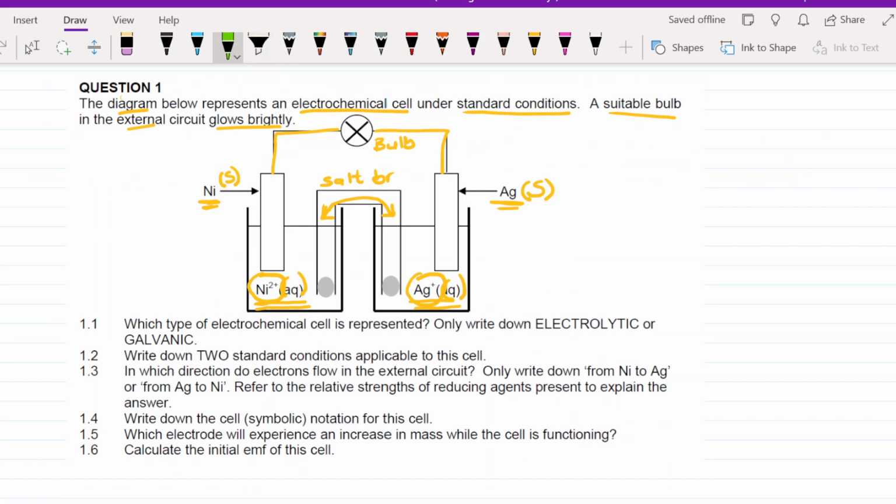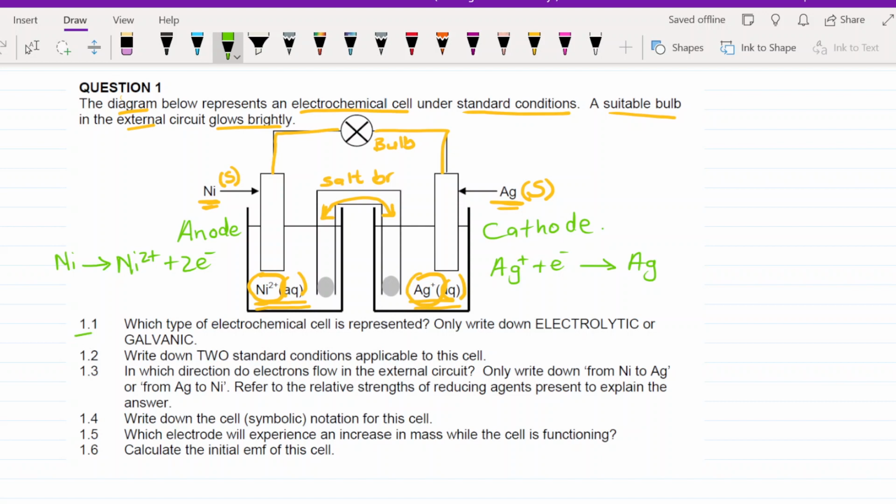So I'm going to transfer some of the information here. We said this side of the nickel is the anode, the side of the silver is the cathode. I know my half reaction here is nickel in solid form going to Ni²⁺ plus 2 electrons. I know my half reaction here is Ag⁺ plus 1 electron to Ag in solid form. Yes, this is what we got from the previous page.